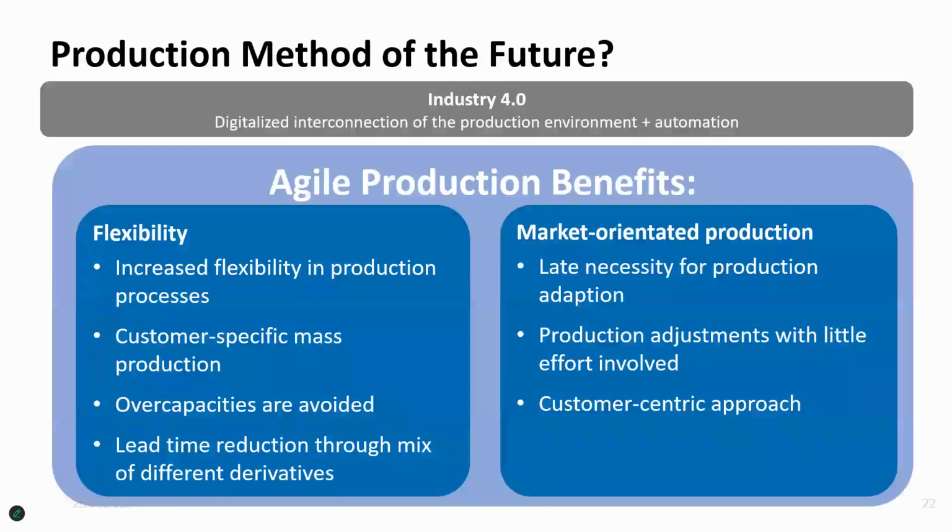The most notable benefits of incorporating such agile production methods are in the area of flexibility, including the increased flexibility in production processes, being able to offer customer specific mass production while avoiding overcapacity, and also reducing lead time through a mix of different derivatives. An additional benefit is being able to produce goods as specifically dictated by the wants and needs of your customers.